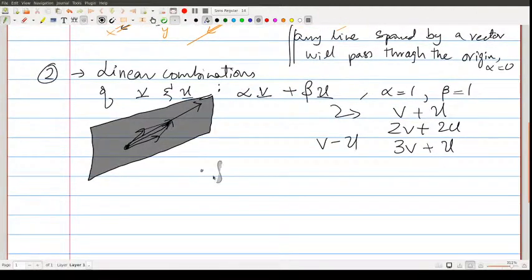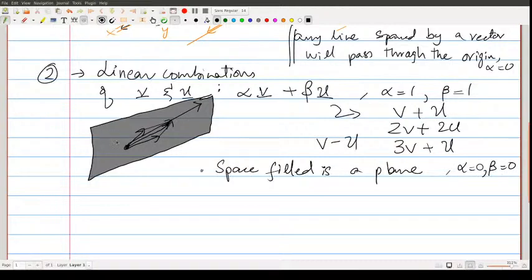one possibility is that the space filled is a plane. And again, this plane, just like Danya asked, can a scalar multiple be zero, if I set alpha equals zero and beta equals zero, I know that I get the zero vector, which means this plane passes through the origin, right? So this is a plane that passes through the origin if I take all possible linear combinations of these vectors, right?